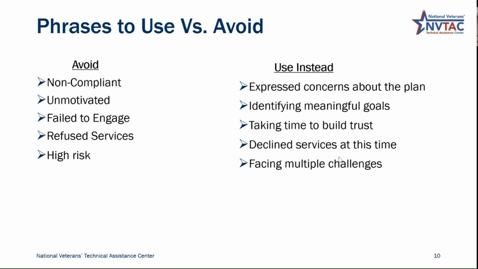Yes, they refuse services, but that little change of "at this time" is extremely important, because that leaves it open, right? Eventually this person may come back for services. So services are not closed as if this person absolutely does not want services. Maybe at that time, this veteran is not ready for those services. So they decline services at this time. And then also, facing multiple challenges. You leave it open-ended. You don't have to go into full detail about every single challenge that they have, but you can put there: facing multiple challenges. Next slide, please.